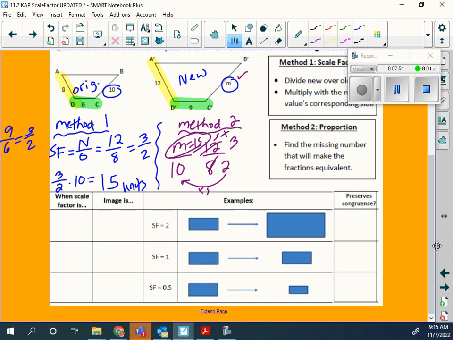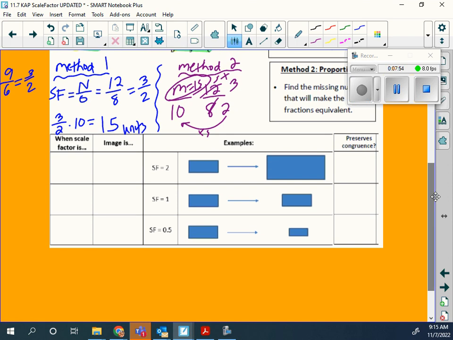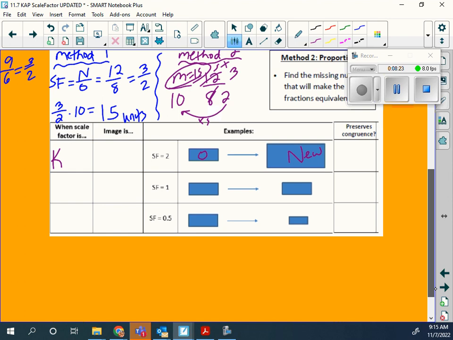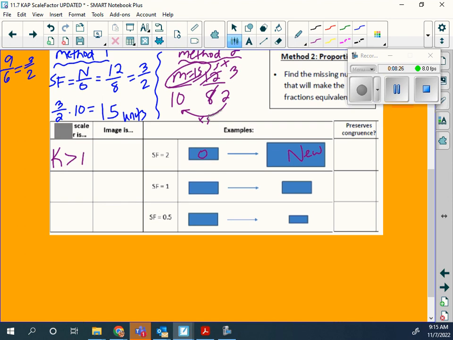Okay, down here, something to note, all right? If you look at this example, this would be original, this would be new. They used a scale factor of 2. What happened? The area doubled. Right, it got what? We don't know that. But it got bigger. So the scale factor for K, by the way, y'all know why. Scale factor is represented by the letter K. So when K is greater than 1, the image is bigger.